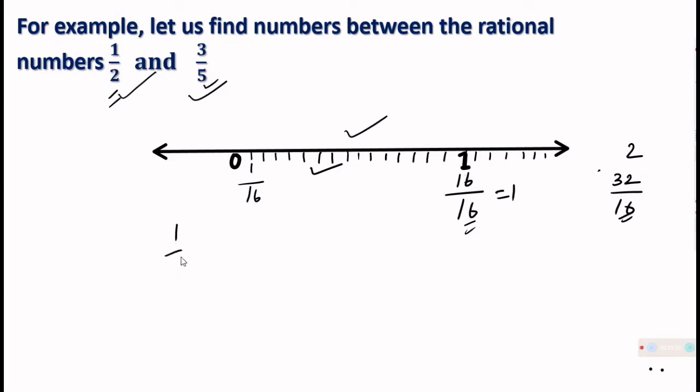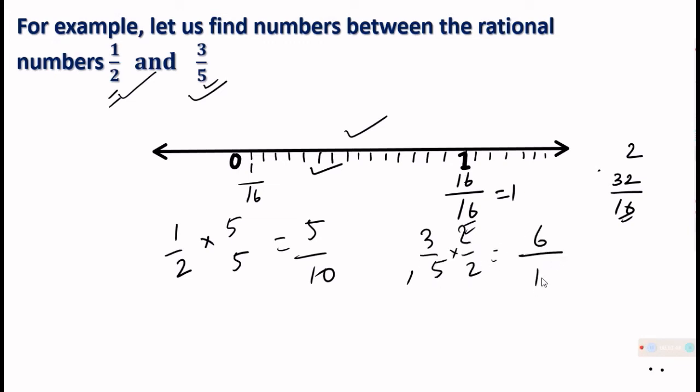That means we may convert this 1 upon 2 into denominator 10. Because 5 and 2 are the denominators, naturally we will multiply by 5 and we will get 5 upon 10. The other one is 3 upon 5, we will multiply by 2 upon 2 and write 6 upon 10. So if you are asking what are the numbers between 5 upon 10 and 6 upon 10, that became the question here. Find the numbers between 5 upon 10 and 6 upon 10.